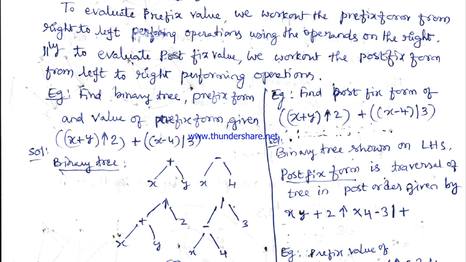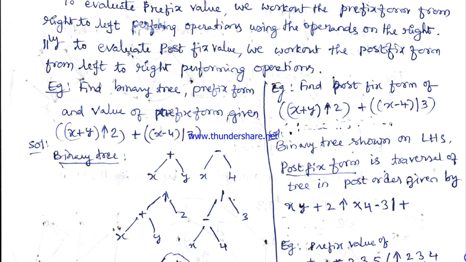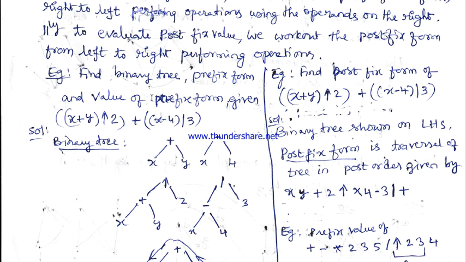Here I have shown two examples. One is to find the value of the prefix form. The second is to find the value of the postfix form. So here the question is to find the binary tree, the prefix form and the value of the prefix form. An expression is given. Here x plus y, vertical arrow denotes the power, cap, right? So it is (x plus y) power 2 plus (x minus 4) by 3. This is a usual algebraic expression.